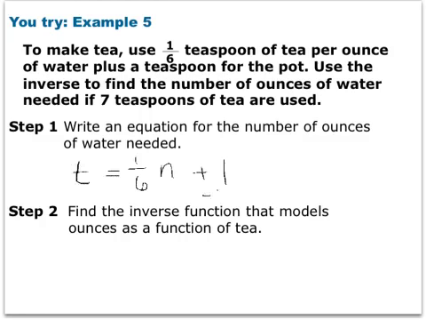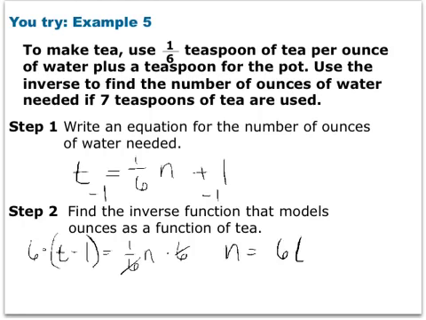So the inverse, subtract 1 from both sides. T minus 1 equals 1/6 N. I'm going to multiply both sides by 6 because that cancels that out. And I'm left with N equals 6 times t minus 1. That was a hard one to solve for, but you guys got it. Next page.